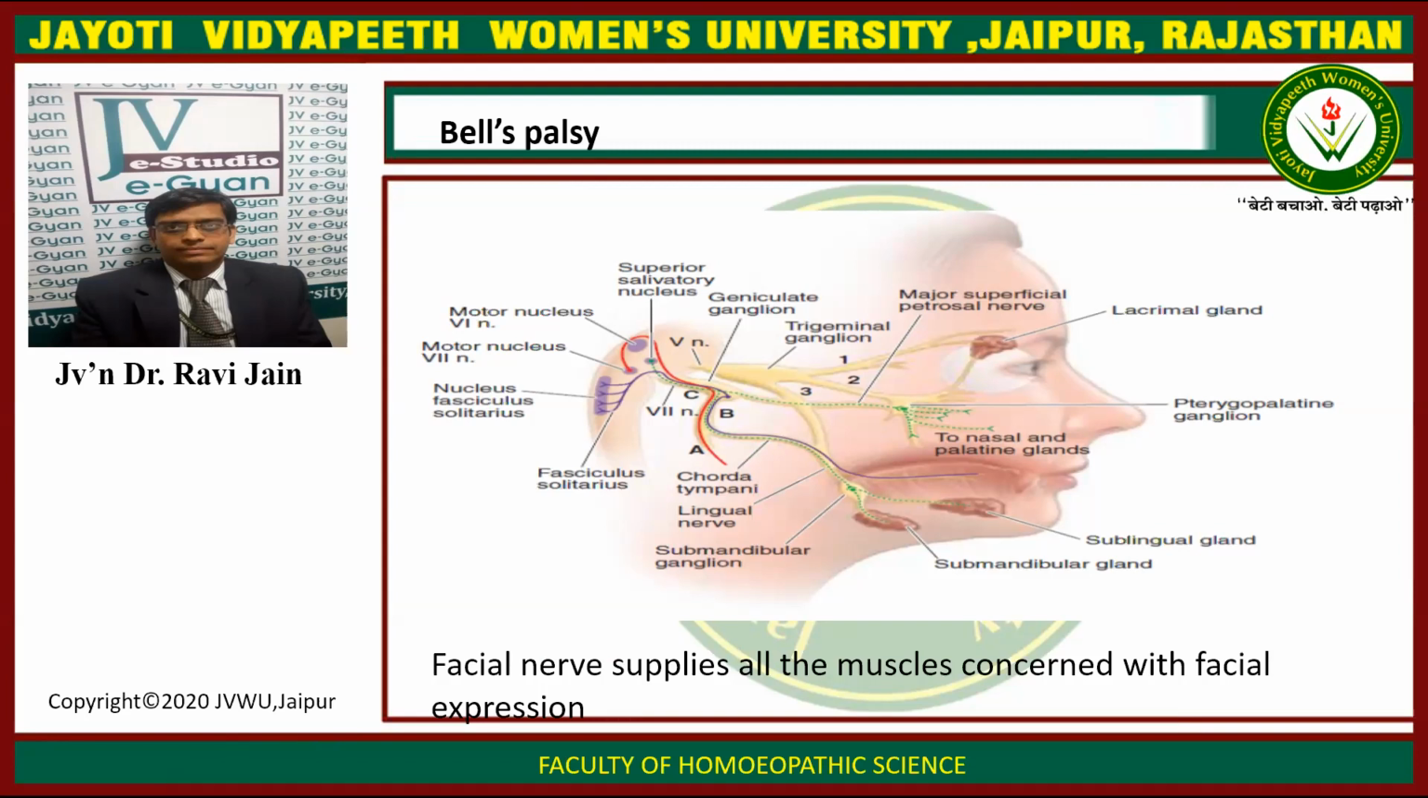But a few important things I'll be discussing, like the facial nerve supplying the submandibular gland, the lacrimal gland, and the trigeminal gland. We don't need to go into detail, because otherwise we'll lose the continuity of Bell's palsy.